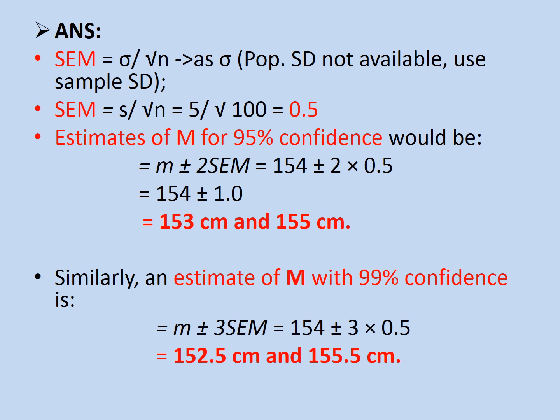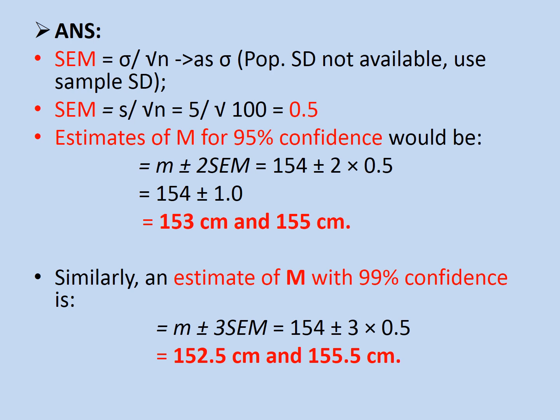Then the interpretation of this is, with the help of the sample mean of 154 centimeters, we can estimate the population mean, means the population average height of all college students can be between 153 centimeters to 155 centimeters. Likewise, if we calculate the population mean with 99% confidence limit, it will range from 152.5 centimeters to 155.5 centimeters. So please read carefully.